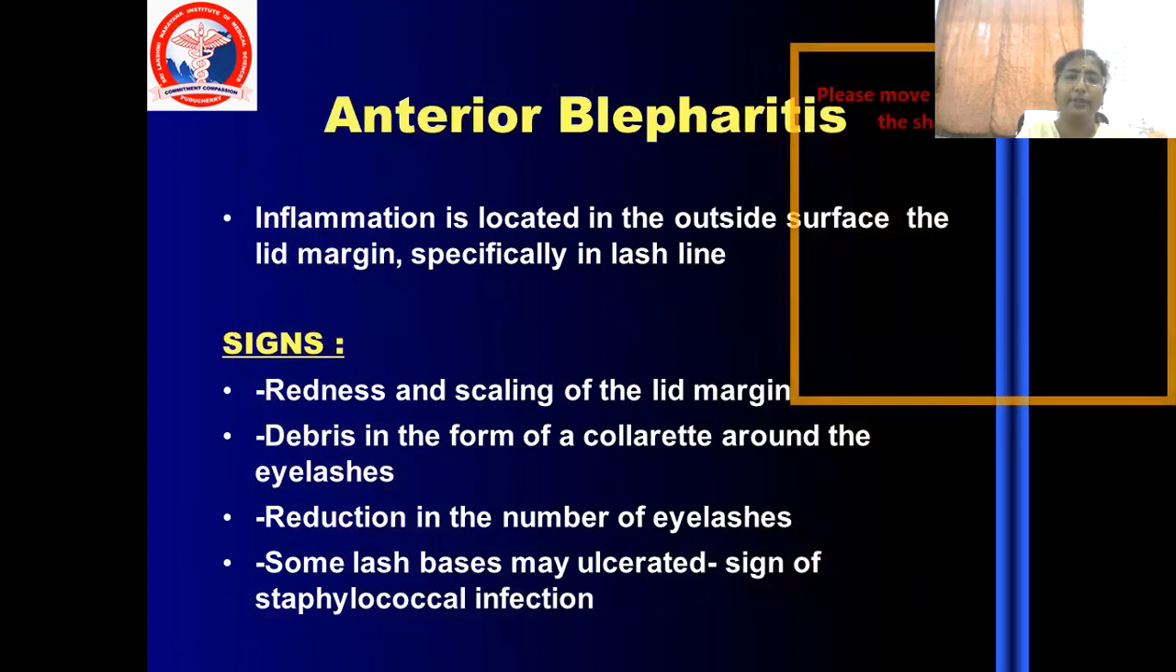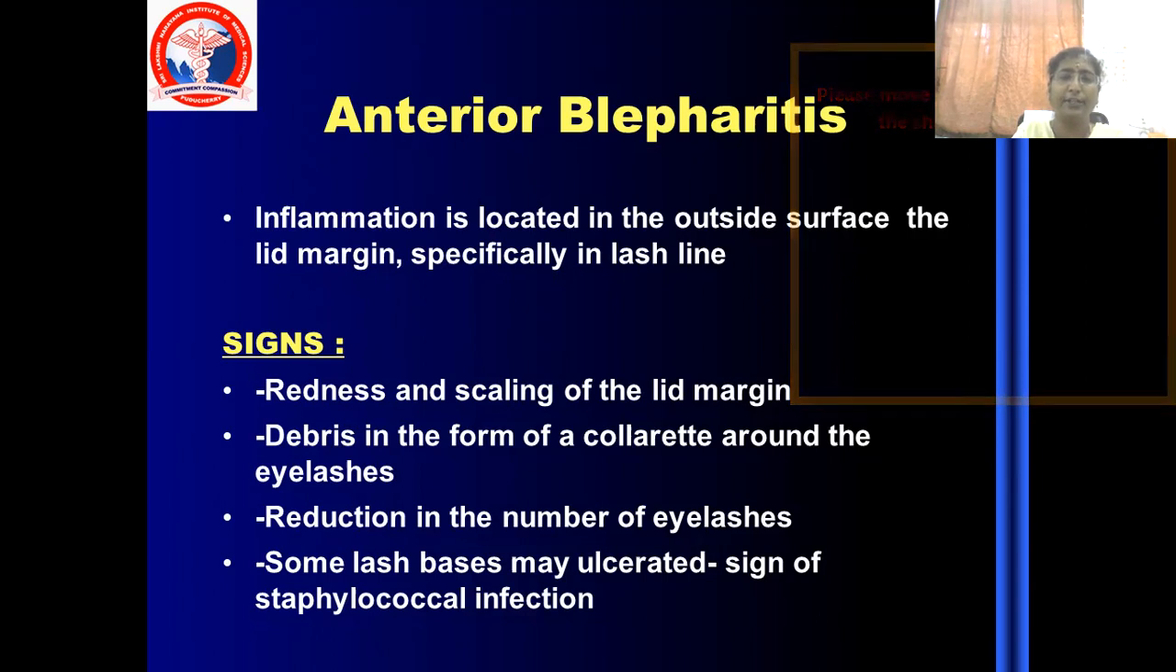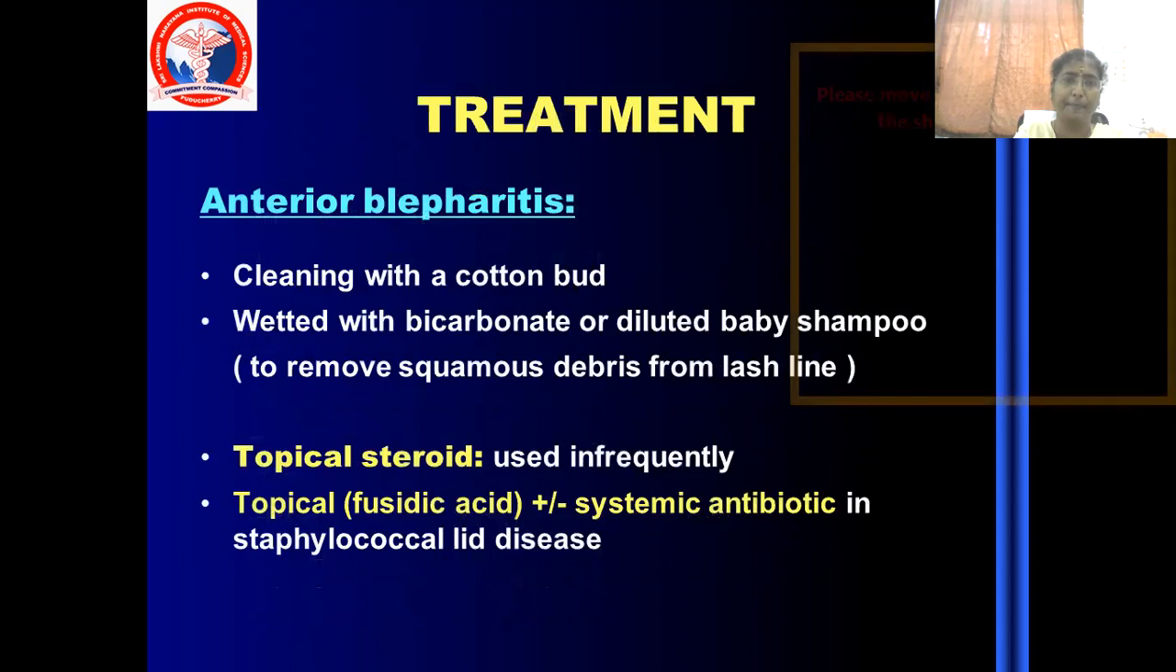Coming to anterior blepharitis, inflammation is located on the outside surface of the lid margin, especially in the lash line. Signs are redness and scaling of the lid margin, deposits in the form of a collarette around the lashes, reduction in the number of lashes, and some lash bases may be ulcerated, which is a sign of staphylococcal infection. So, what is the treatment?